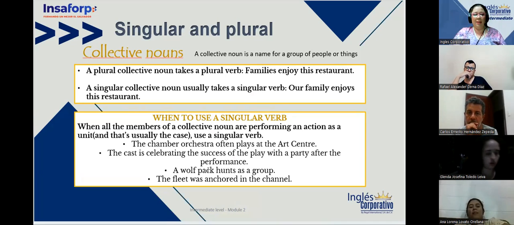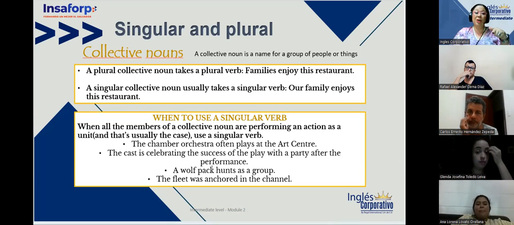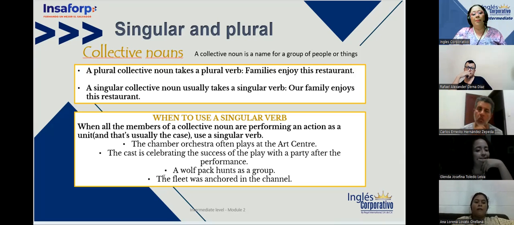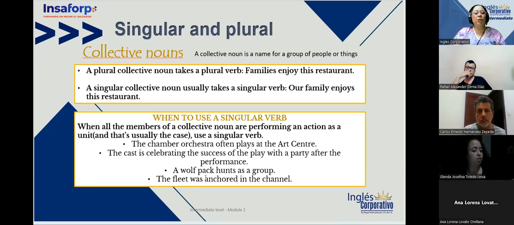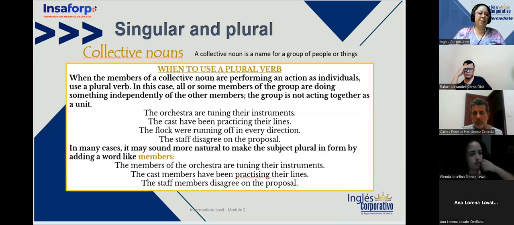A wolf pack, pack. Okay, this is another for animals too, okay? Not only for things. The fleet was anchored in the channel, okay? La flota, ¿verdad? O los barcos fueron anclados, ¿verdad? En el canal. So on. Entonces vemos que lo podemos usar con singular verbs de esta manera cuando nos referimos a todos juntos, a todos los miembros haciendo una sola acción como en equipo, ¿verdad?